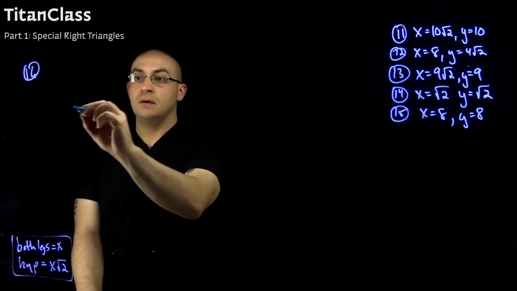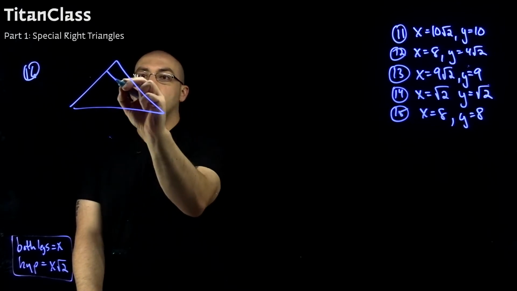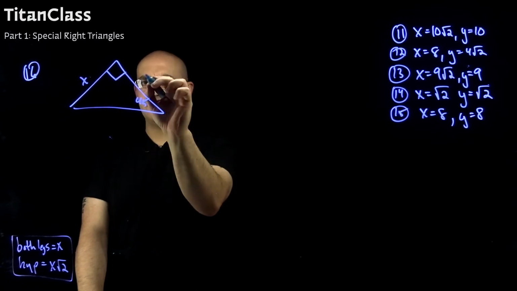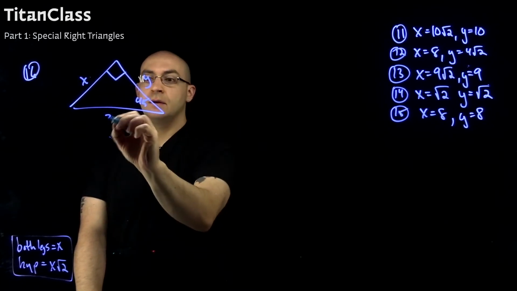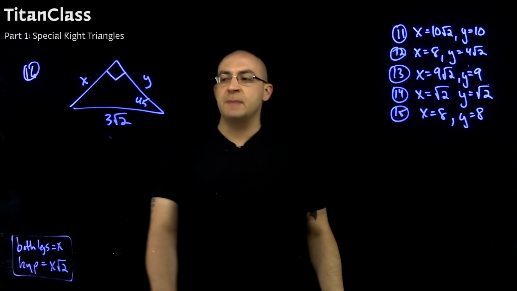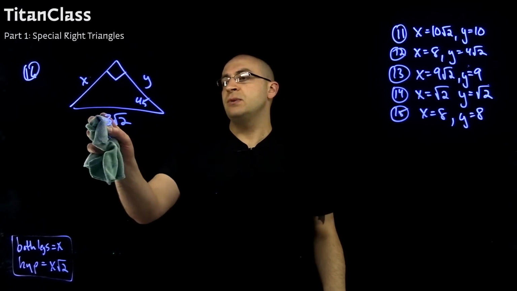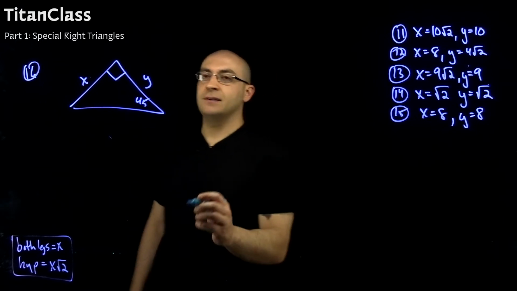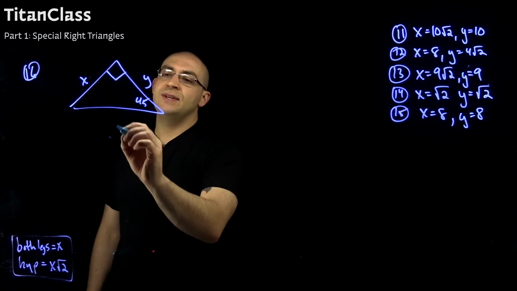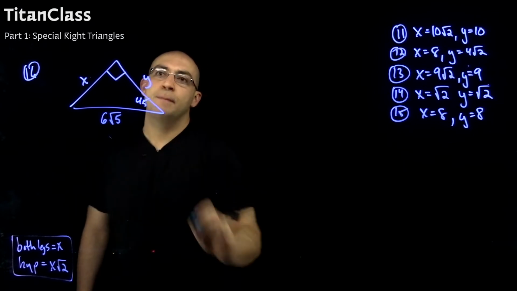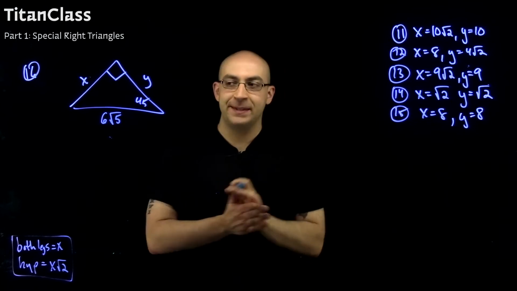16. Right angle box. That's not bad. 45, x, y, 3 root 2. You know what? We're getting too lucky here. Let's make this a little bit more challenging, huh? Let's say that was the problem. Let's make it a little harder. Let's say that this is 6 root 5. Let's make it a little more challenging.